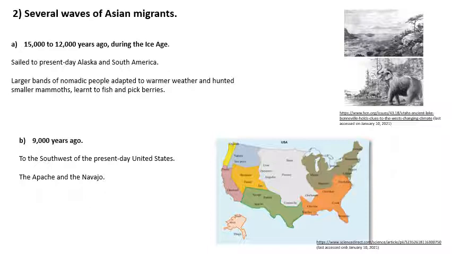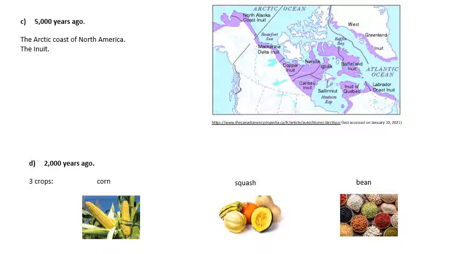Incidentally, I'm following the recommendation of archaeologists and keeping the names of Indian tribes in the singular, because most Indian languages do not make a distinction between the singular and the plural. A third wave arrived 5,000 years ago and settled the Arctic coast of North America. They became the Inuit. About 2,000 years ago, 3 great crops were brought from South America into North America. These 3 crops were corn, squash, and beans.